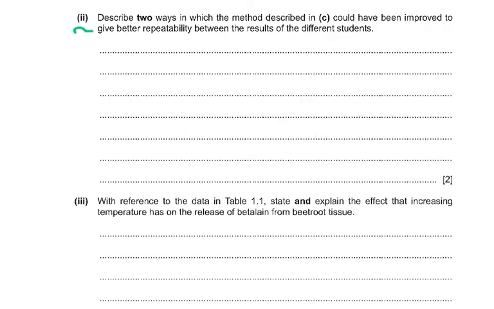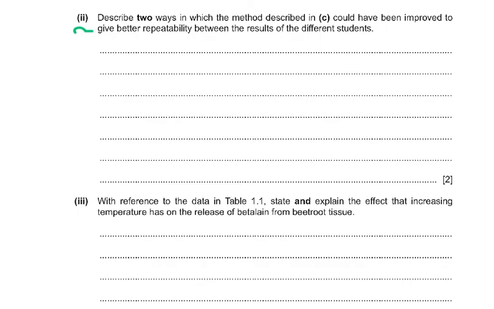Then coming to part 2 of the question: describe 2 ways in which the method described in C could have been improved to give better repeatability between the results of the different students. So the method in C which you talked about was the temperature one. All cubes of the same size, or you can say all of the same surface area to volume ratio, then the same age of the beetroot, sufficient water to cover the cubes completely, then the same volume of water in each beaker, then the same colorimeter, then you stir before taking the sample for the colorimeter reading so that the red color doesn't settle down.